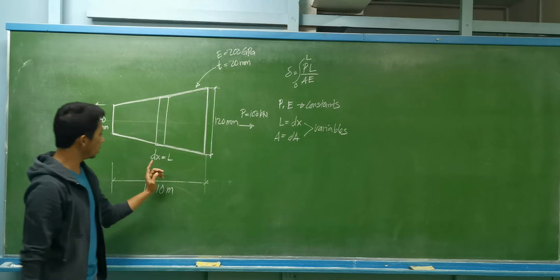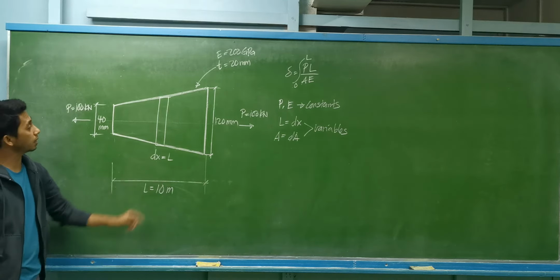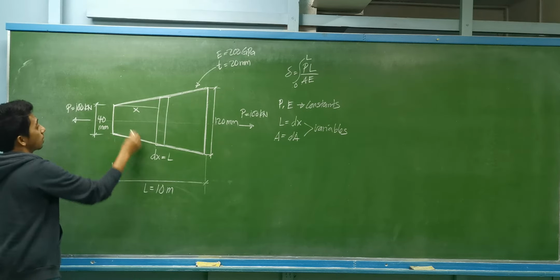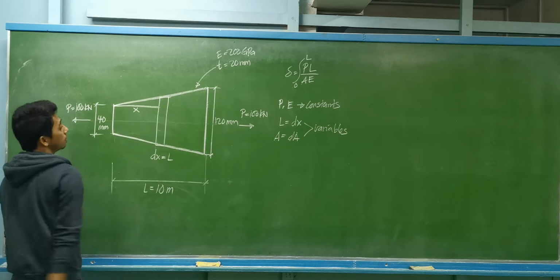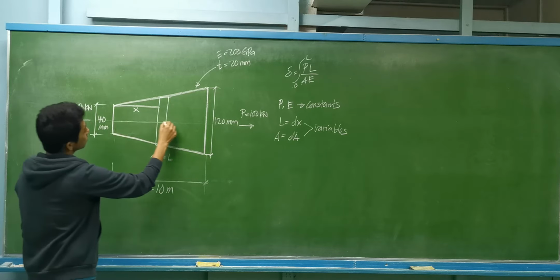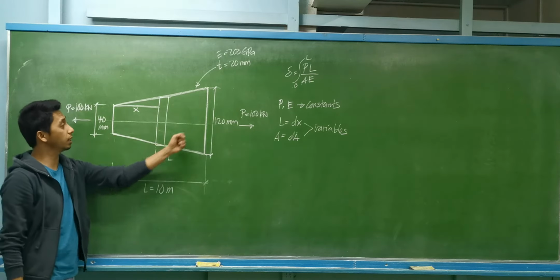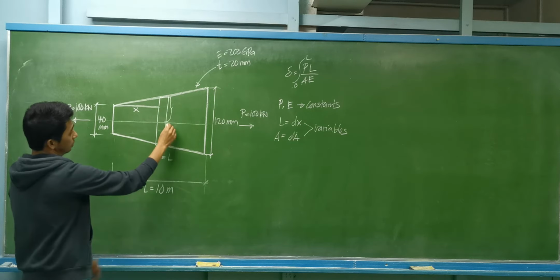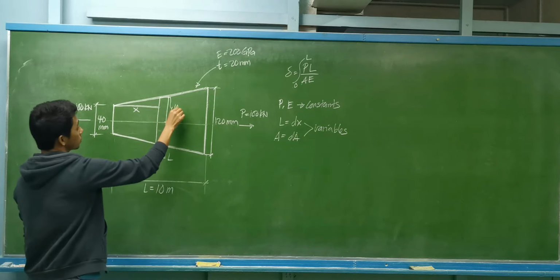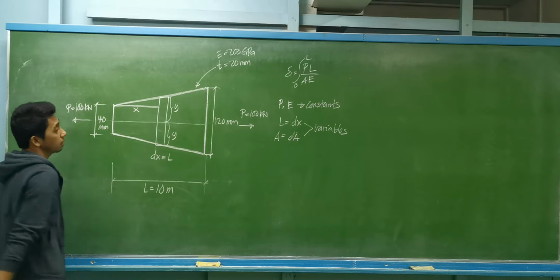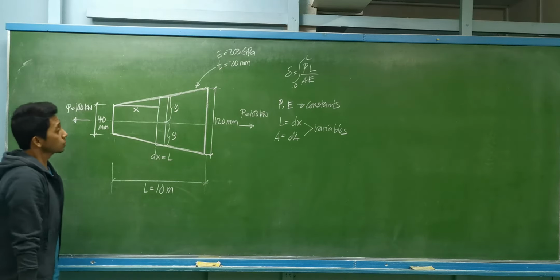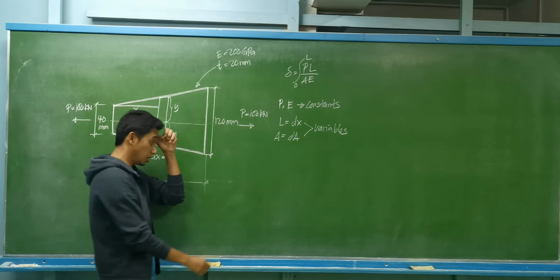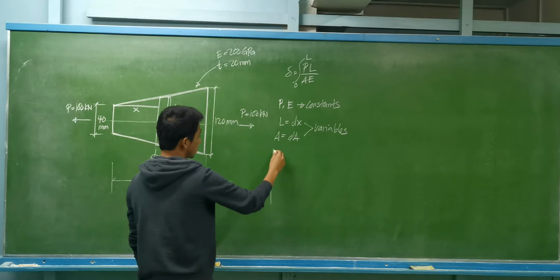So this will be our variables. Let's say this is our differential strip dx. We are placing this strip at a distance x from the left end. Let's say this is the line of action of the applied force, 100 kilonewtons. And we are dividing the height into y and y. Alright, so let us consider the cross section on this portion, the cross section of this plate.